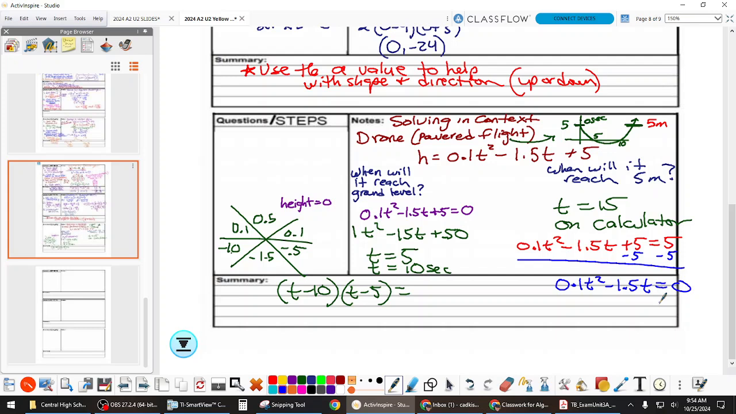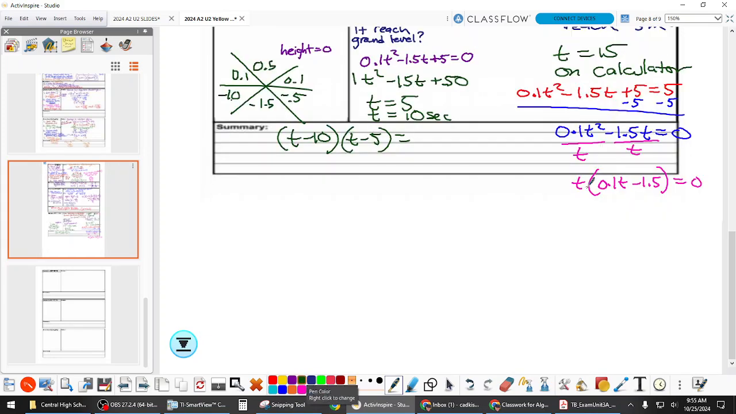So what is the GCF with this? And I'll give you a hint, it's not a number. It's t, right? Okay, and this is important to review because sometimes this is the best way to do this. Okay, do you see how it's basically the same as this? We have 1, 2, 1, 2. We have 2 factors for both. And so remember how we set them equal to 0? So t equals 0, 0.1 t minus 1.5 equals 0.